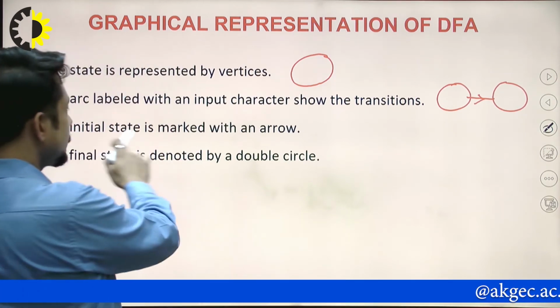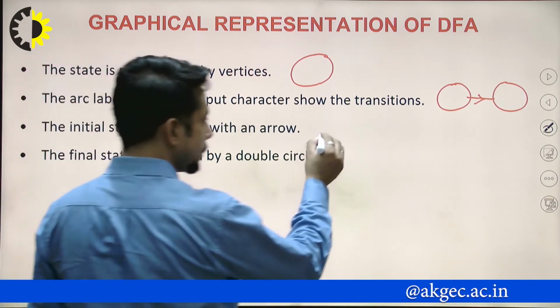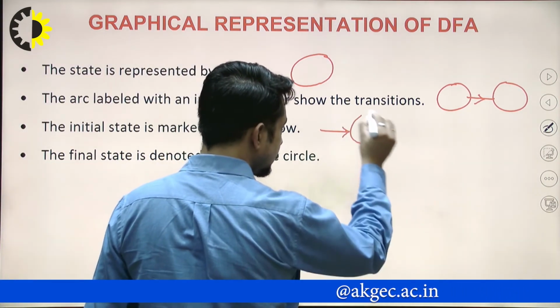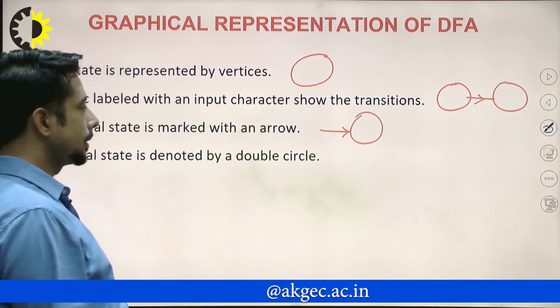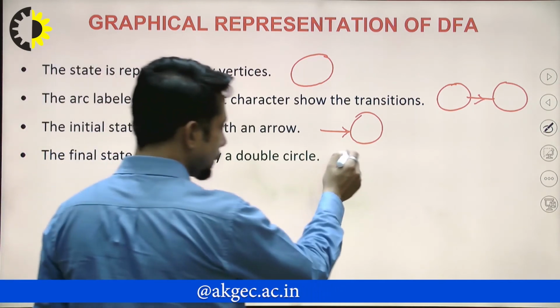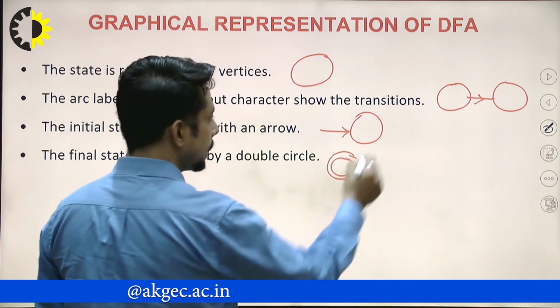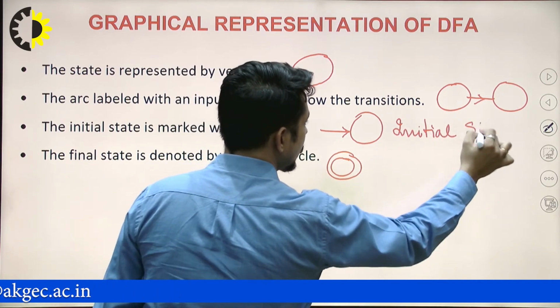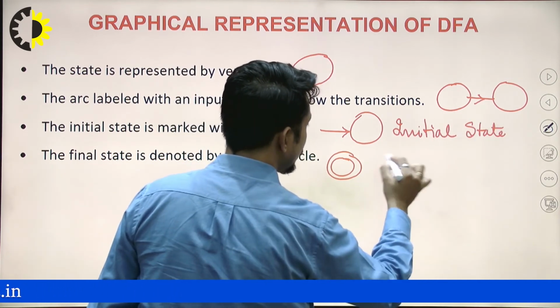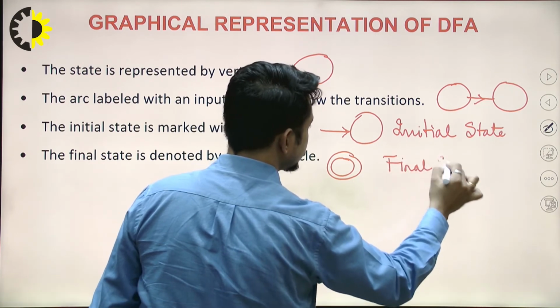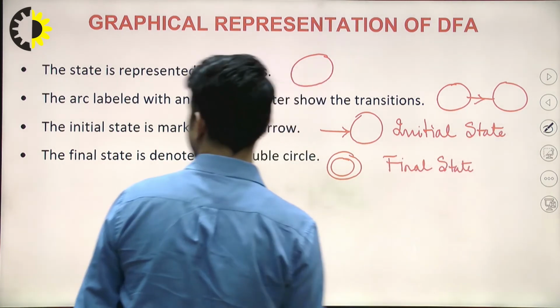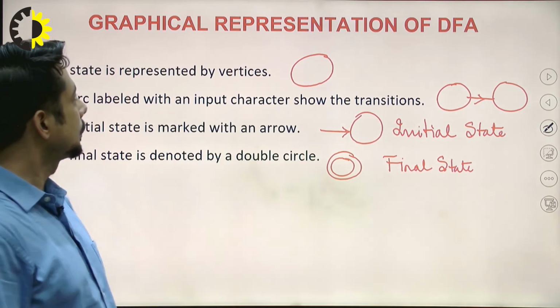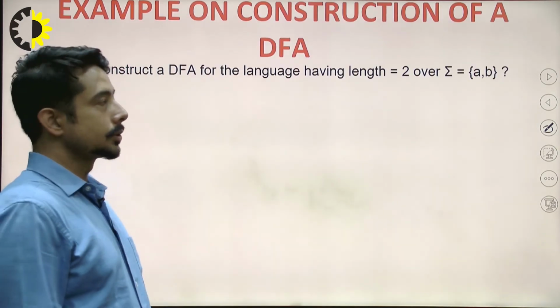Then the initial state is marked with an arrow. So the initial state is represented like this, and the final state is denoted by a double circle. So this is your initial state, and this is your final state. So this is all about the graphical representation of a DFA.